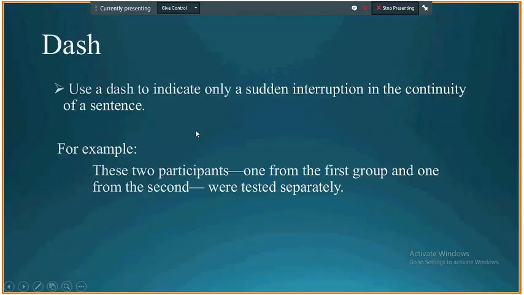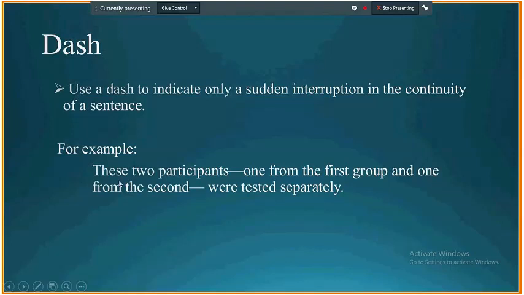And dash: we use a dash to indicate only a sudden interruption. Means if we need a sudden interruption, some break in the continuity of the sentence, a sudden break in the sentence, then in that case we use the dash.